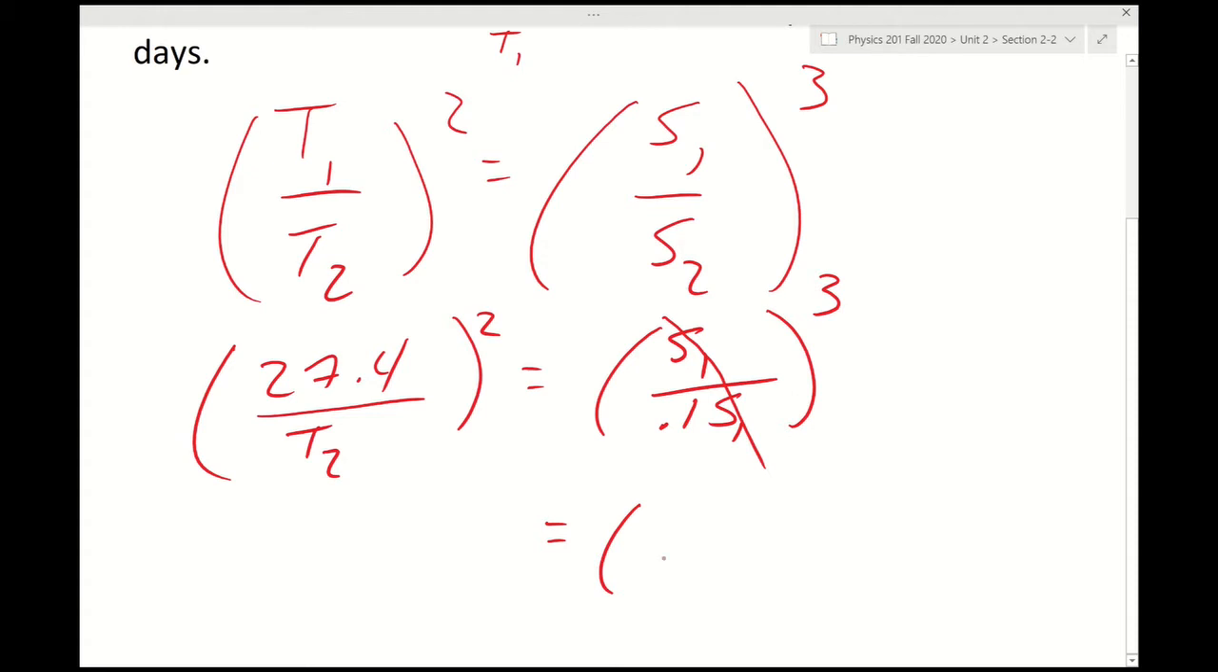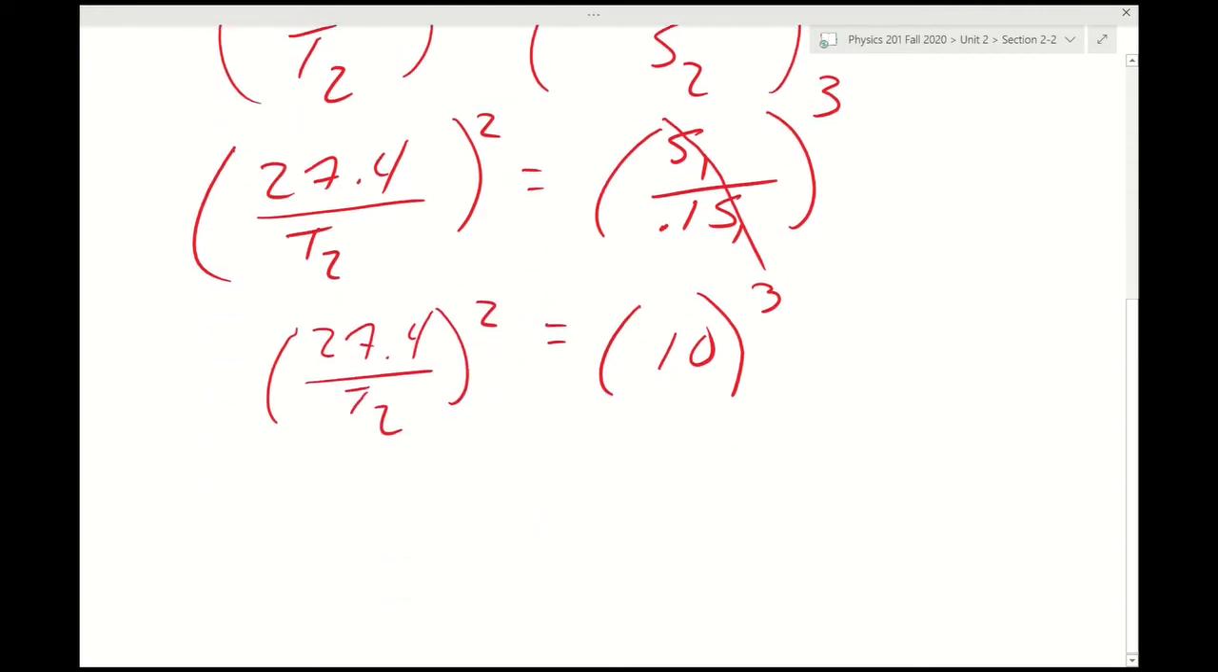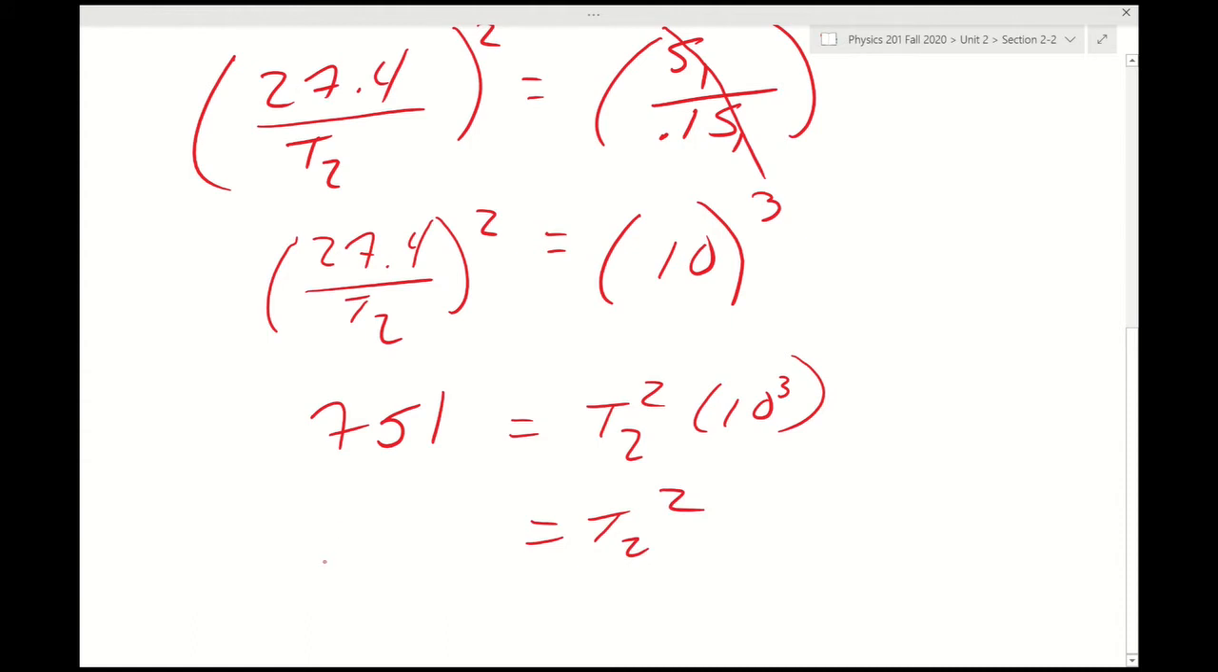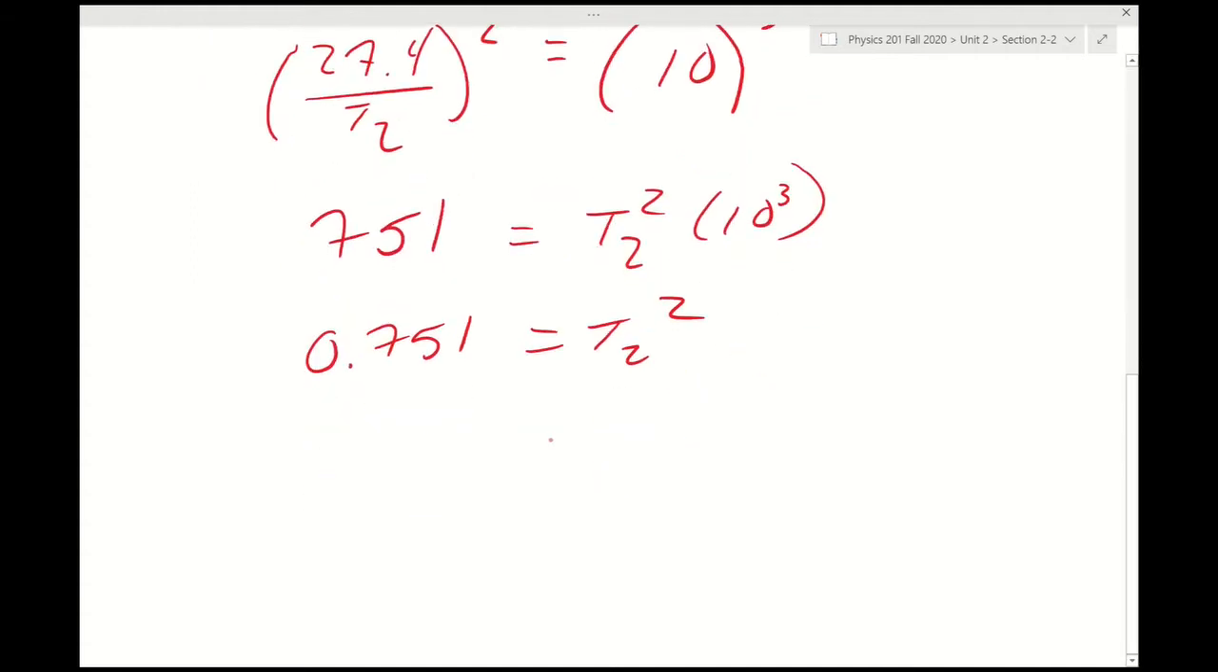So now all we have is 27.4 over T2 squared. Well, we can simplify and solve. So 27.4 squared is going to give us 751 approximately, is equal to T2 squared times 1,000, 10 to the third. That means that T2 squared is approximately 0.751. And if we take the square root of that, we have an orbital period of about 0.867 days.